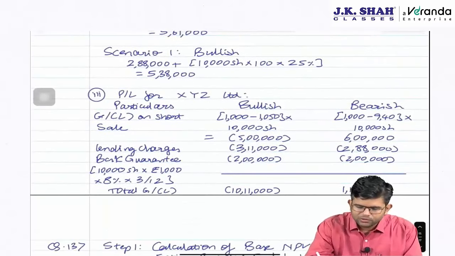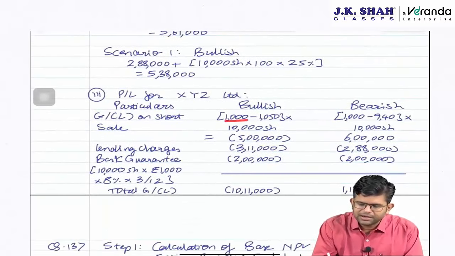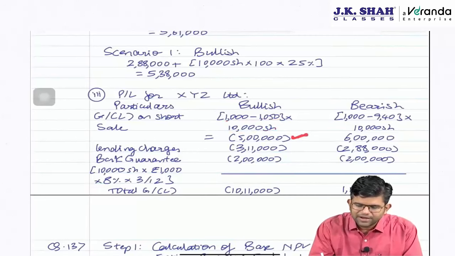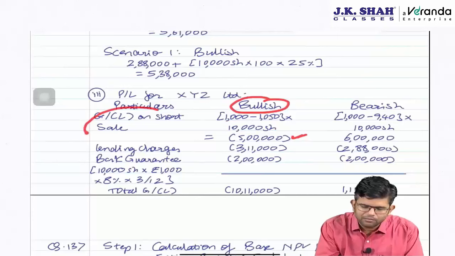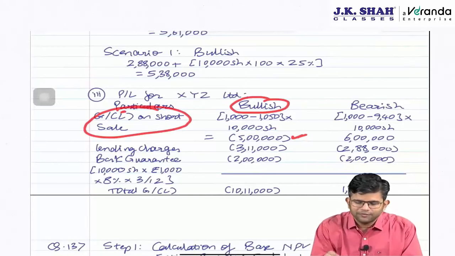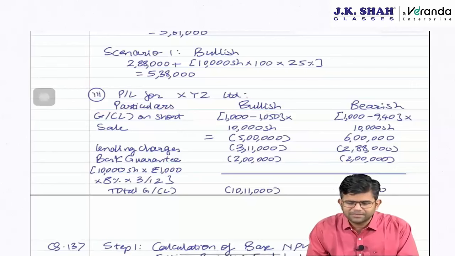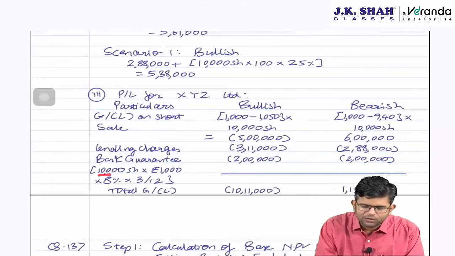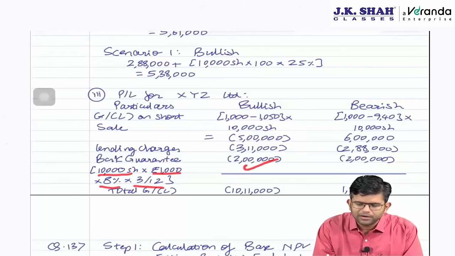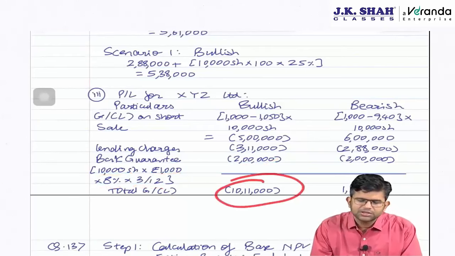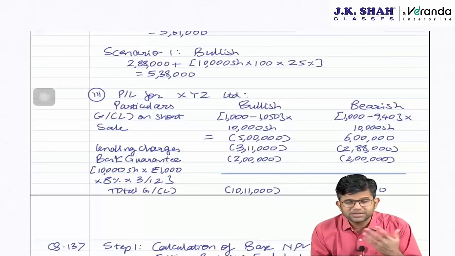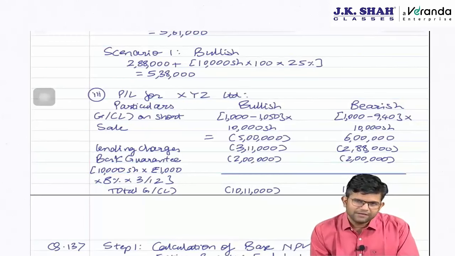So I'll just show you the solution. Can you see here? 1,000 is the sale, 1,050 is the buy, into 10,000 shares. 5 lakh is the loss under the bullish scenario for ABC. Apart from that, lending charges we already discussed some time back. Bank guarantee, as I told you, 10,000 shares into 1,000 into 8% into 3 by 12, is 2 lakh. The total loss under the bullish scenario, can I say, is 10 lakh 11,000.